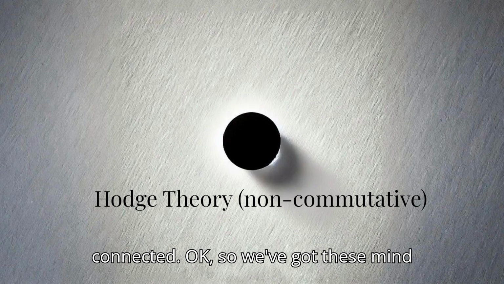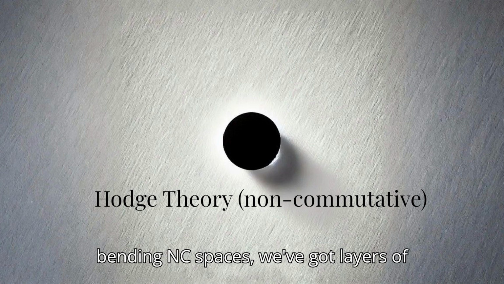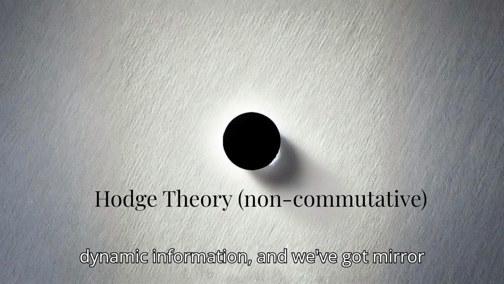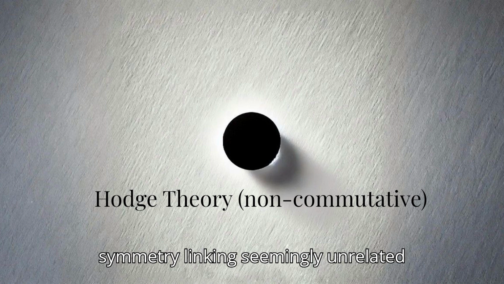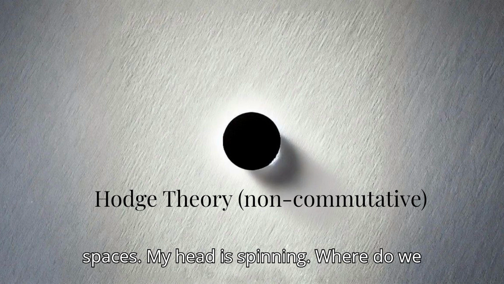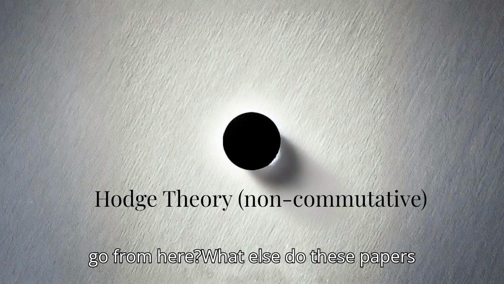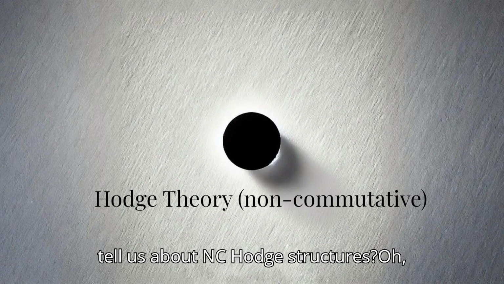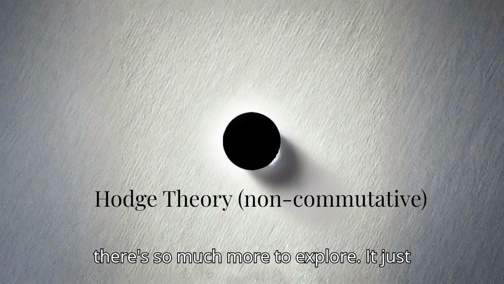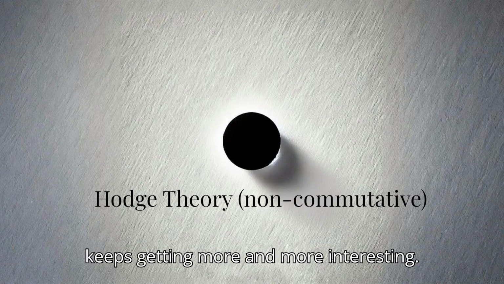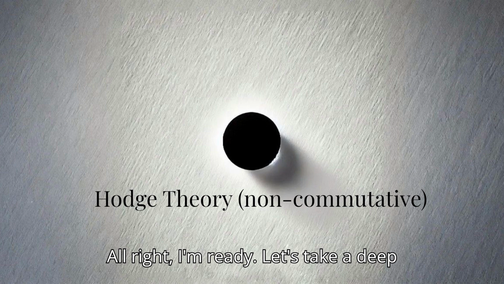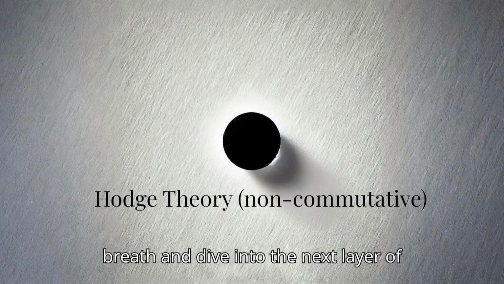Okay, so we've got these mind-bending NC spaces, we've got layers of dynamic information, and we've got mirror symmetry linking seemingly unrelated spaces. My head is spinning. Where do we go from here? What else do these papers tell us about NC Hodge structures? Oh, there's so much more to explore. It just keeps getting more and more interesting. All right, I'm ready. Let's take a deep breath and dive into the next layer of this rabbit hole.